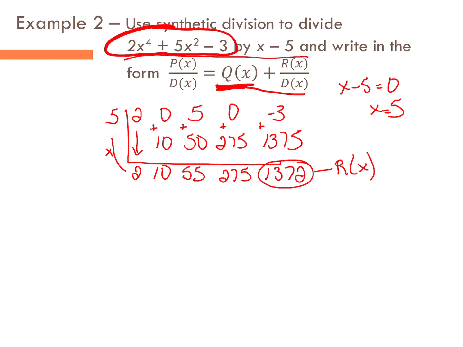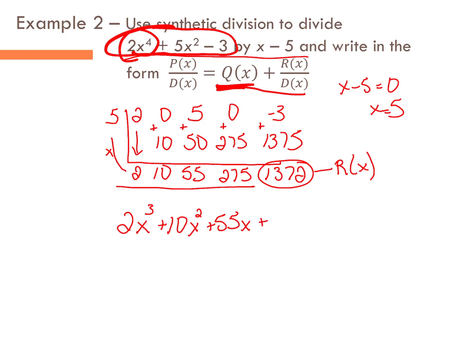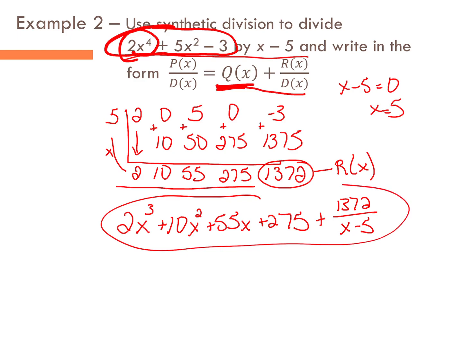So for my q of x, we just need to add x's here. So I'm going to have 2x cubed, since I started with a fourth power, plus 10x squared, plus 55x, plus our 275, and then plus our remainder of 1372 over our divisor of x minus 5. So synthetic division is the new part. How you write your answer just depends on what it's looking at.